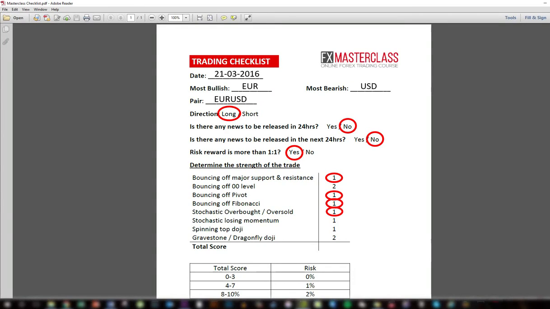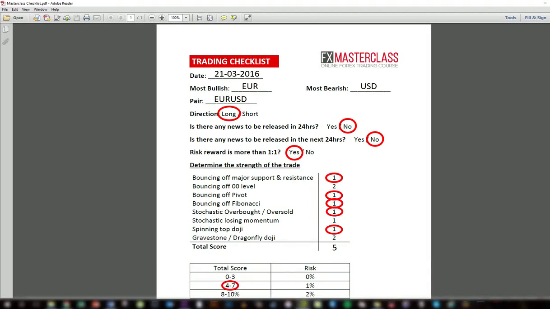Continuing on with the stochastics, look for divergence, or what we termed as slowing momentum in the previous video, and circle the score if it is present. Lastly, we need to observe the kinds of candlesticks that are present, so look to see if there are dojis and what kind of dojis there are. Circle all the scores for the items that you are able to identify on the charts, and then sum the score. This will give you an indication of the strength of the trade.